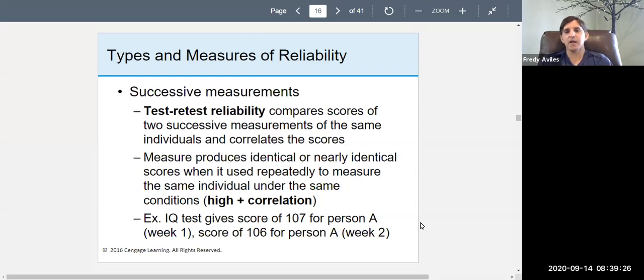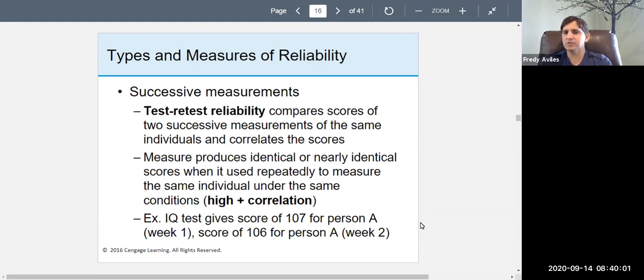So an example here, an IQ score gives you 107. The first time you take it, let's say you're person A, you get 107. Then you take it a week later, and this time it gives you 106. That's nearly the same score, very close. Or maybe it's 105, maybe it's 108. It's almost the same. That would mean that it's reliable. That's test-retest reliability. Now, you wouldn't just do it with one person. You would do this with multiple people, hundreds of people, to show that your test is really reliable.